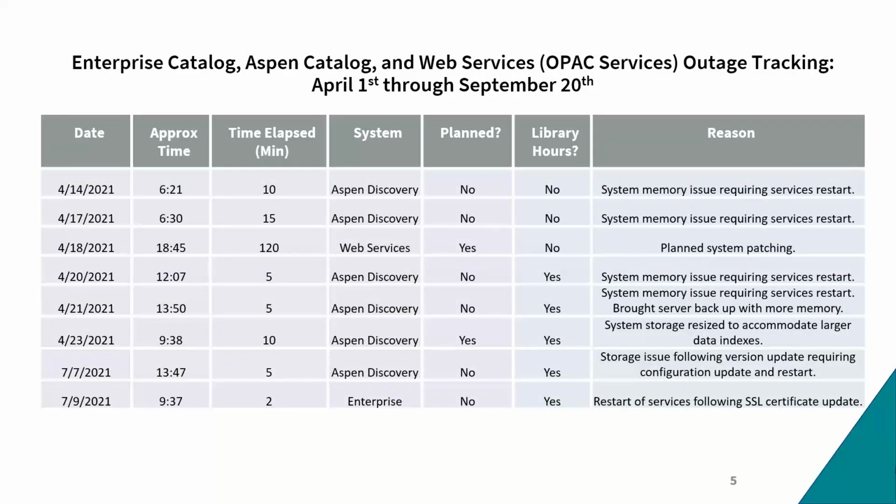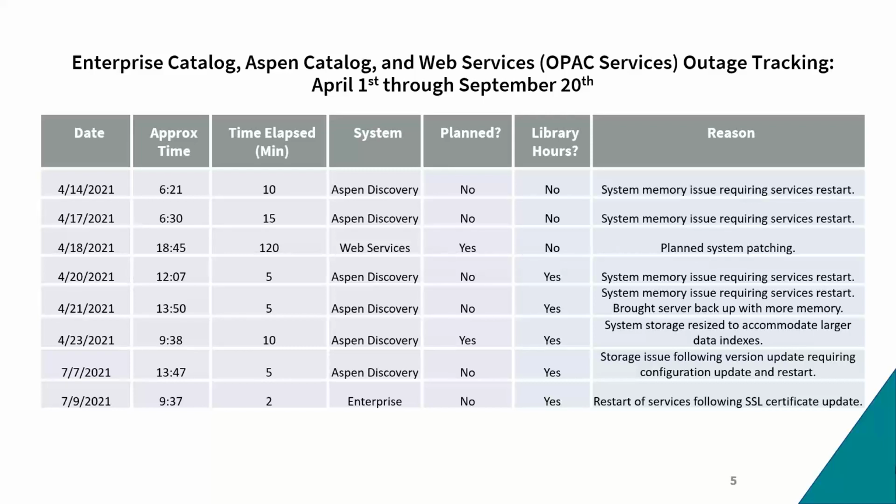Looking at our OPAC services, so 2 of 3 of these are hosted by SWAN, and that's the Aspen Catalog and Web Services, which actually lives on our Symphony server. The Enterprise Catalog is hosted by SirsiDynix SaaS, but I think it's useful for us to see everything, all of our OPAC services tied into one cluster here. So we've got Aspen Discovery, Web Services, and Enterprise all noted here.